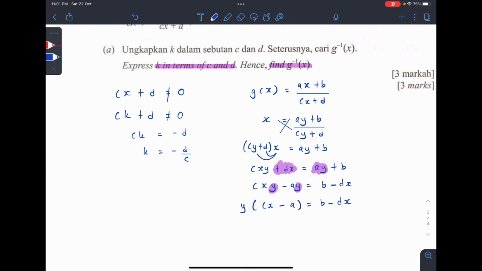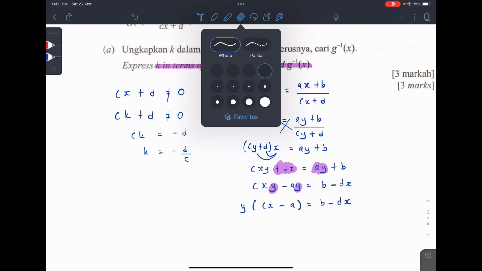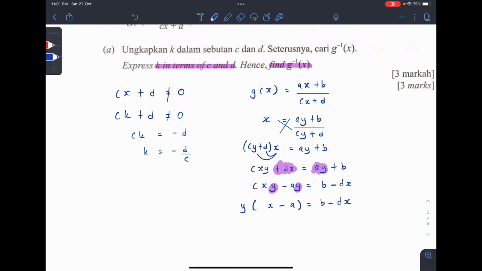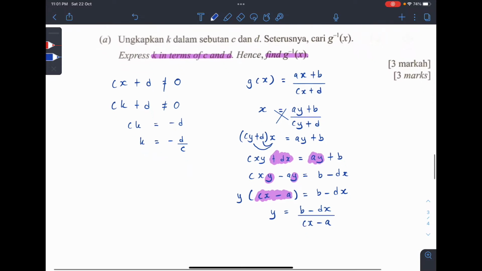I think I have an extra bracket over here. My bad. Oh, that wasn't a bracket, that was a c. My handwriting, guys, sometimes, gosh. Anyways, we are going to move the cx minus a to the other side. It will become a divide. So y equals (b minus dx) over (cx minus a). And tada, you are done.